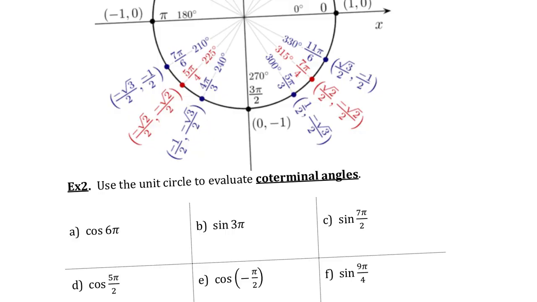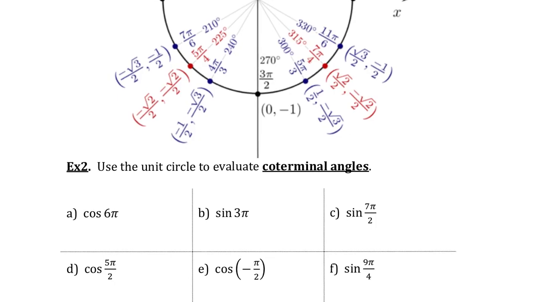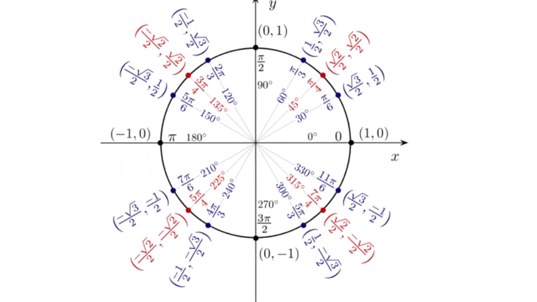Last example. We're going to use the unit circle to evaluate coterminal angles. Those are angles that are not on our circle, but they are on our circle if we graph them out in standard position. So we're going to start out with the cosine of 6 pi. I know cosine is the x-coordinate, but 6 pi is not really on my circle, but we can figure it out. Let me start from 0.